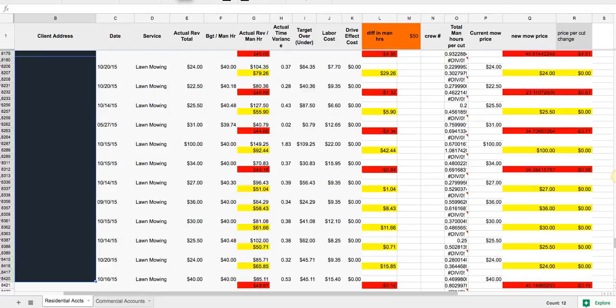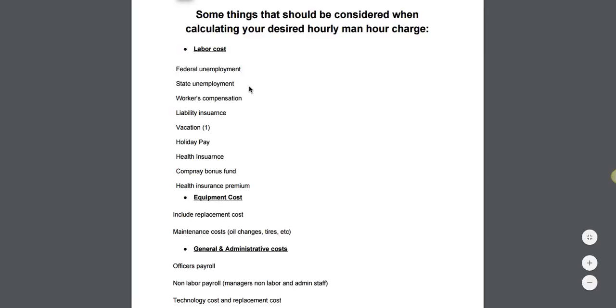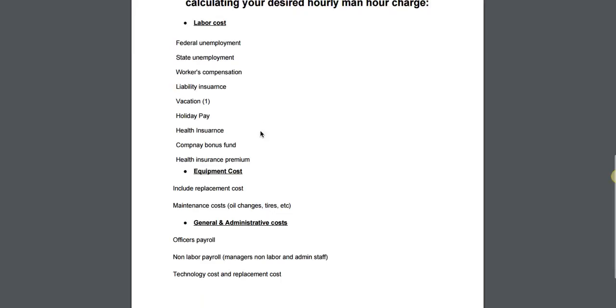So the last part of this is, as we come down here, some things you should consider when you're calculating your desired hourly man hour charge. Your labor cost. So first thing you want to do is get all your employees in the field and add them all up and divide by the total number of employees to get your average hourly wage. In addition, you should be getting an average number for federal unemployment, state unemployment, workman's comp, liability, any paid vacation, holiday pay, health insurance, and bonus pay. So that is going to cover your labor costs when you're figuring out your per man hour desired charge.